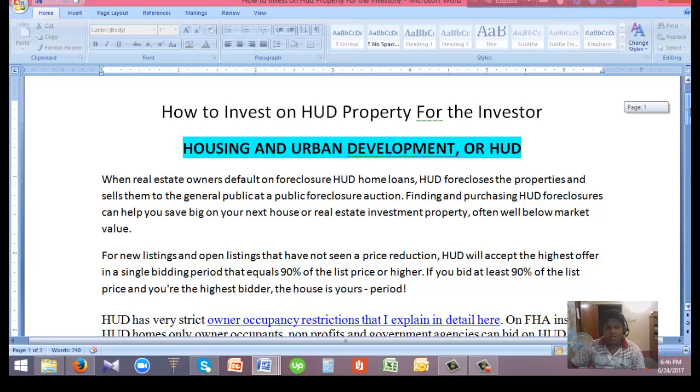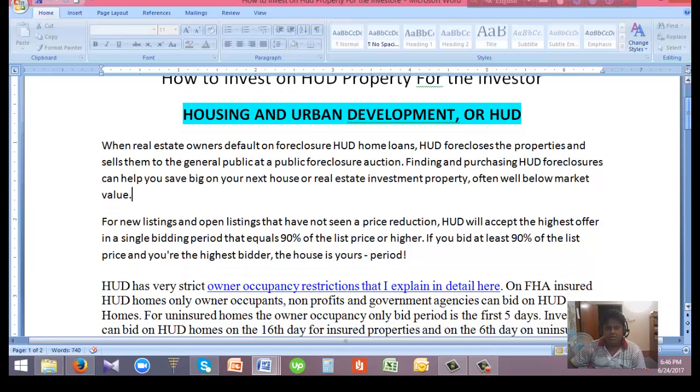HUD means Housing and Urban Development, which is run by the US government. HUD property means when real estate owners default on foreclosures, HUD homes, loans, HUD foreclosures, the department takes the properties and sells them to the general public at public foreclosure auctions. Finding and purchasing HUD foreclosures can help you save big on your next house or real estate investment property. Often they sell below market.